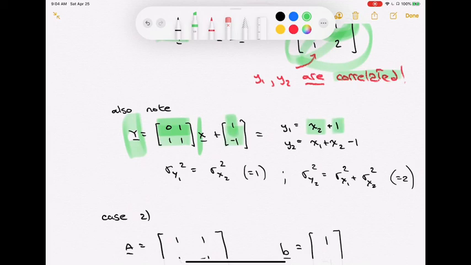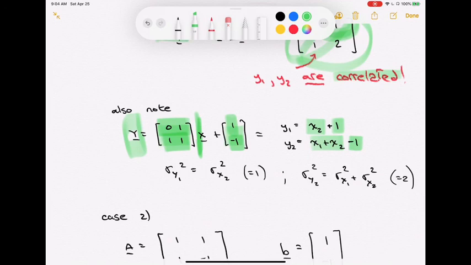If I do the same thing for y2, I get 1 times that vector [x1, x2], so that's going to be x1 plus x2. That's this piece, and then I have a minus 1, that's this piece over there. So y1 equals x2 plus 1, and y2 equals x1 plus x2.